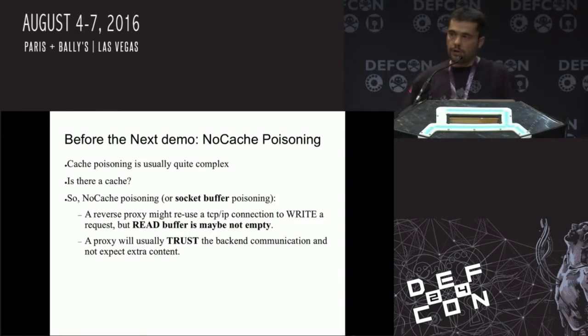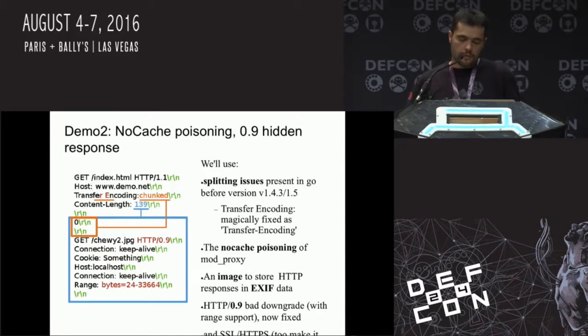So another problem is the no cache poisoning. Maybe you know about cache poisoning in HTTP, but for cache poisoning, you need a cache. No cache poisoning is in fact socket poisoning. You take TCP IP sockets, and you hide a response on the sockets. And another user, when the socket is reused, gets the response. So this is a real thing on Apache, for example. So this was the thing we could try.